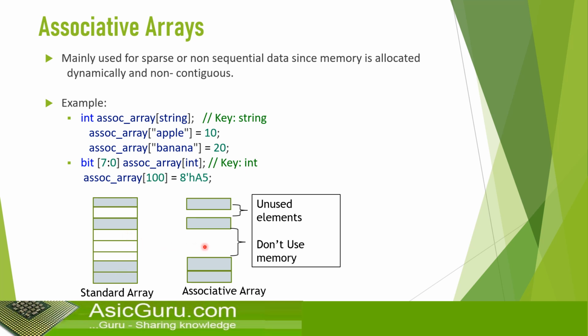But in case of an associative array, it only uses memory for defined elements. So for index 1, index 3, 4 and 5, we have not allocated any memory. So these are perfect for scenarios with irregular data access.